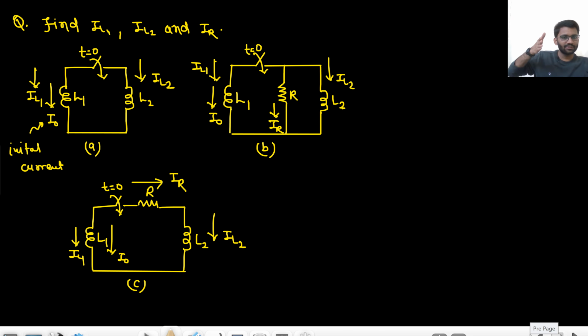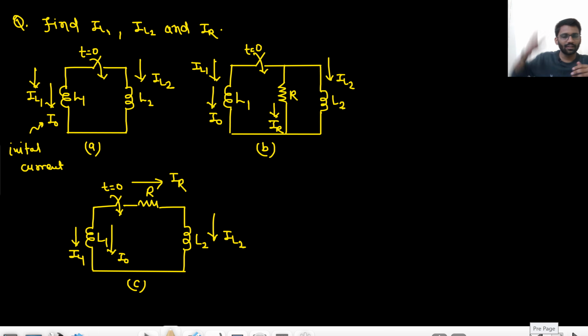In the second problem, I naught here, 0 here, but I naught has a path to flow through the resistance R. Now what will happen? In L1, the current will start decreasing, and in L2, the current will start increasing because of the voltage drop. So at some time, both currents will be equal. The expression of the current would be L1 I naught upon L1 plus L2.